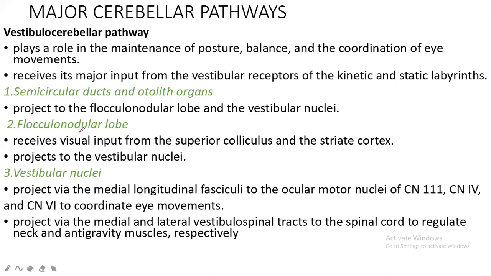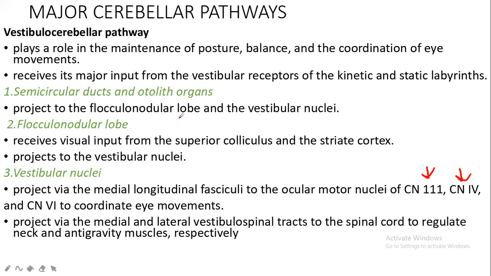So there we see the flocculonodular lobe, which also receives visual input from the superior colliculus and the striate cortex. So this is basically from the visual system. The flocculonodular lobe, in turn, projects to the vestibular nuclei. The vestibular nuclei project via the medial longitudinal fasciculus to what we call the oculogyric motor nuclei, or the oculogyric centers. These are the nuclei that move the muscles of the eye.